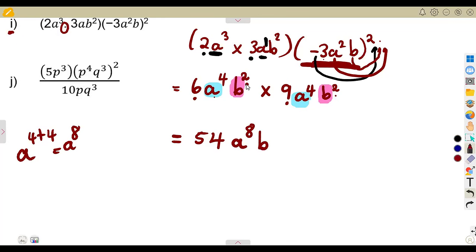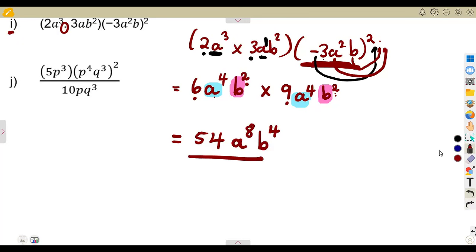So you also add 2 plus 2. That's a 4. So if the bases are the same and you are multiplying, you add the exponents. You add the powers. 4 plus 4 on this a. Then on this b, you consider b on its own, you add the exponents 2 plus 2, which is a 4. So that was going to give us 54a to the exponent of 8, b to the exponent of 4 as our final answer.